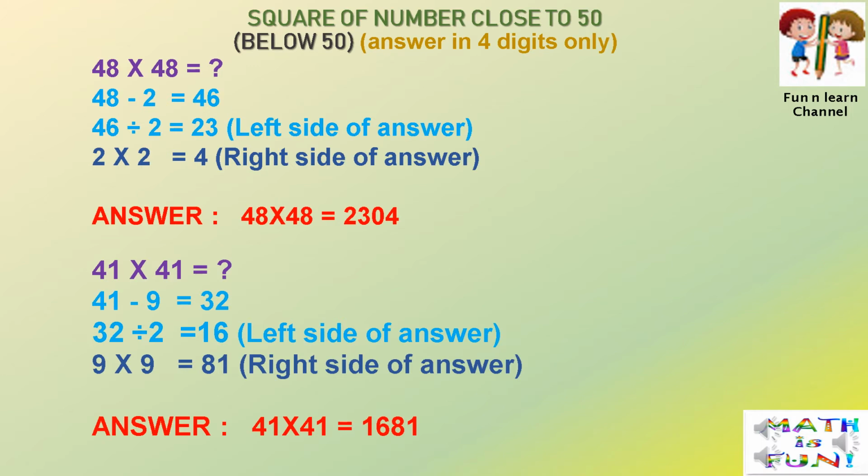Now we have to find 41 into 41. As we can see, 41 is 9 less than 50. So when we deduct 9 from 41, we will get 32. And 32 divided by 2 is equal to 16, which will make our left side of the answer. And 9 into 9 is equal to 81, which will be our right side of the answer. So 41 square is equal to 1681.